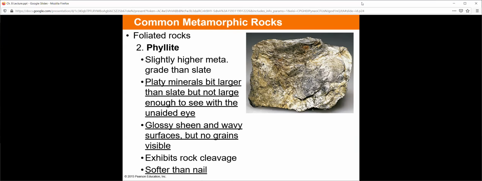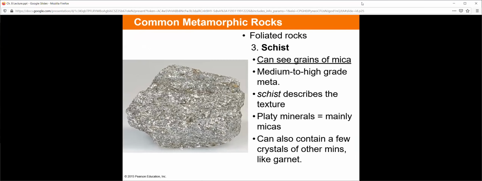Phyllite is another foliated rock. It's essentially a higher grade of metamorphism than slate. Keep working on that shale, and eventually you get a phyllite. Very glossy, a very unique feeling rock. It kind of feels like it needs a wash, but it's clean. Very soft, again, because you just deal with mud here, right?